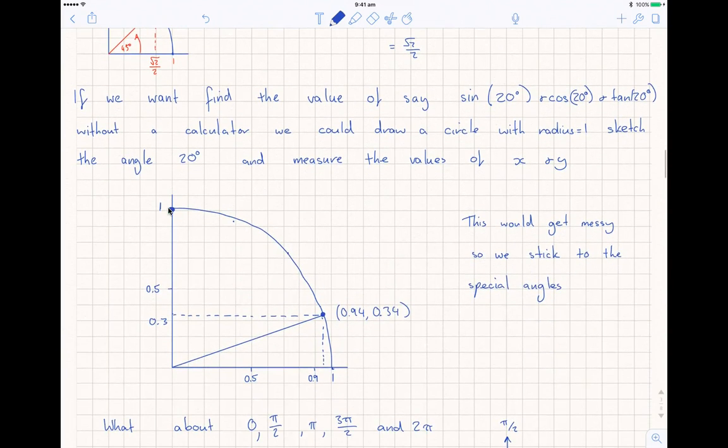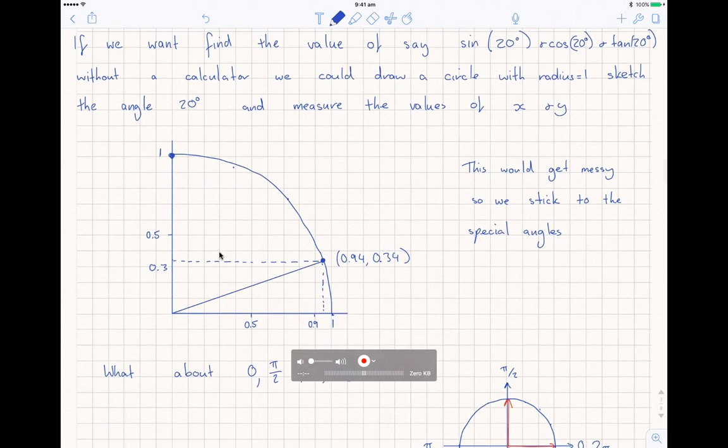So by this argument, we can actually see where our calculators are getting the values for sine, cos, and tan for all our other angles. Say, for instance, we consider 20 degrees, and we want to find sine of 20 degrees, cos of 20 degrees, and tan of 20 degrees without a calculator. It's actually kind of tricky, but we could draw a unit circle with a radius 1. We could sketch in an angle of 20 degrees, and then we could measure the values of x and y.